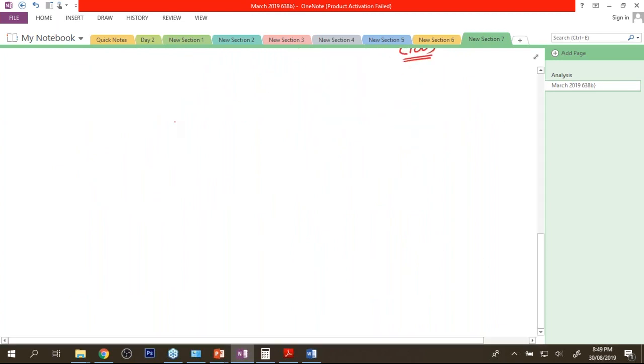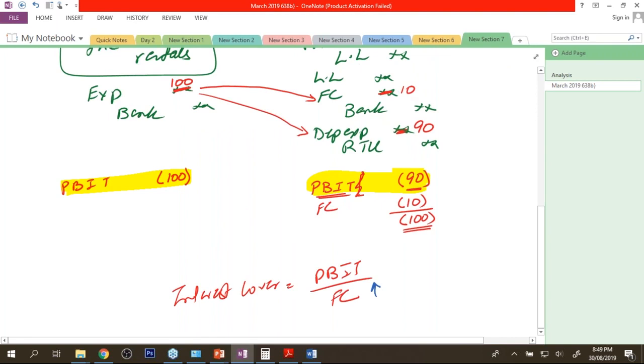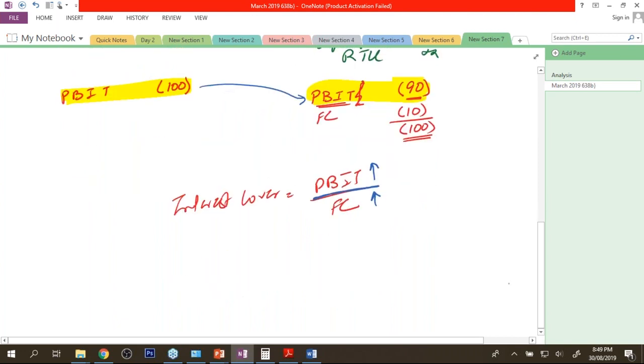so basically interest cover means PBIT divided by the finance cost. So our finance cost is increasing and PBIT is also increasing actually by 10. We actually just discussed over here that the PBIT will be increased and the finance cost will also be increased. But will this increase or reduce the net impact?